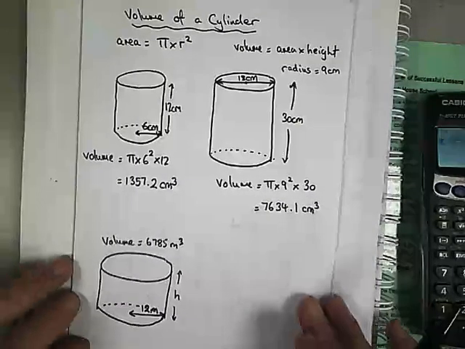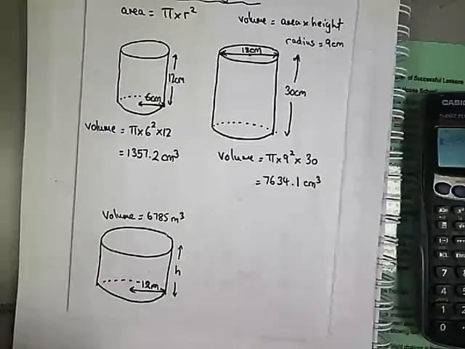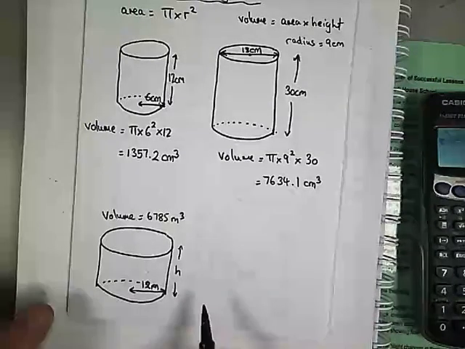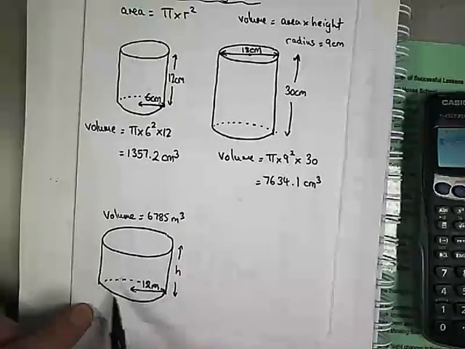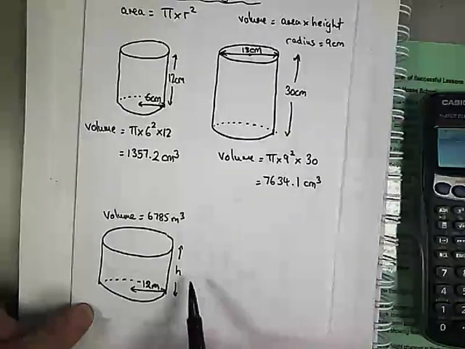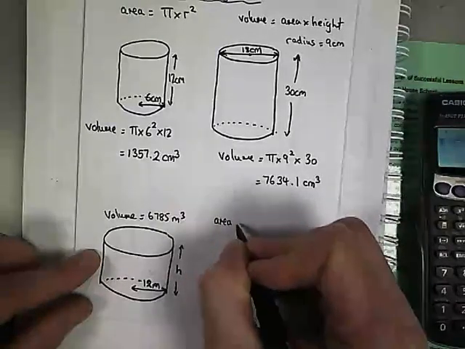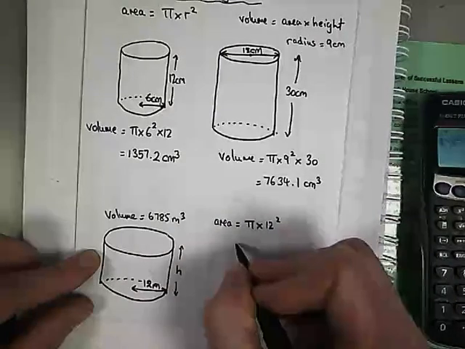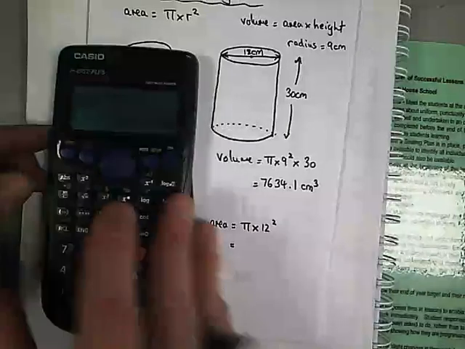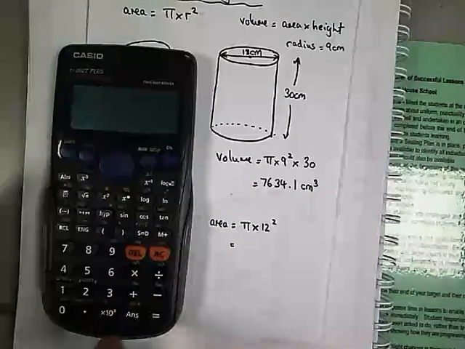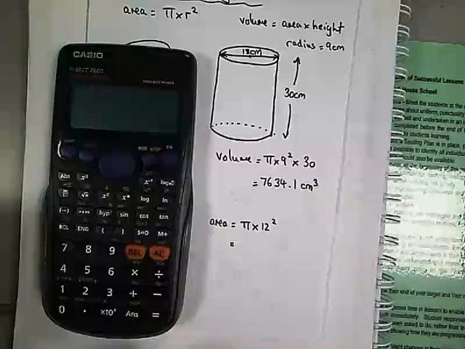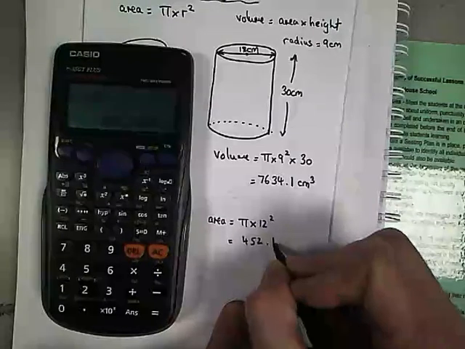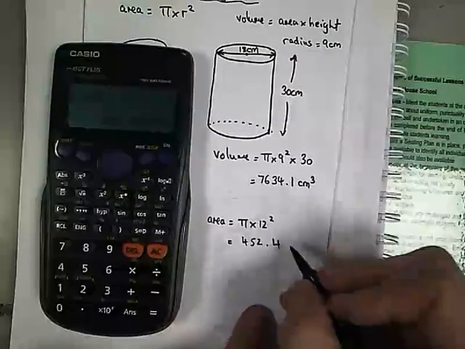Now, tricky question. This time they've given me the volume. And I want to work out the height. So remember how we do this. We work out the area of the circular base, and then we times it by the height. So let's work out the area of the base, which is pi times the radius, which is 12 squared. So let's work out that first. Shift pi times 12 squared is 144 pi, which is 452.4. Okay, so the area is 452.4.